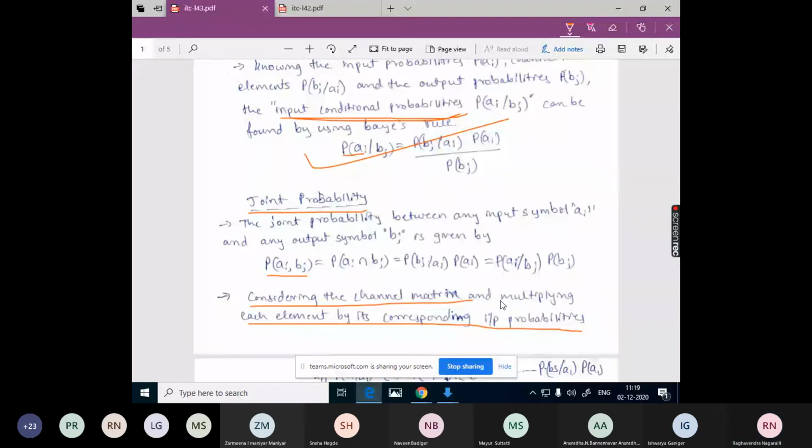If we add the JPM elements column wise, we will get the output probability. So if we add the elements in the second column, we will get P of B2. Similarly, we write P of A1 comma B2 plus P of A2 comma B2 plus P of A3 comma B2 is equal to P of B2. P of B2 is given here, 14 by 36.